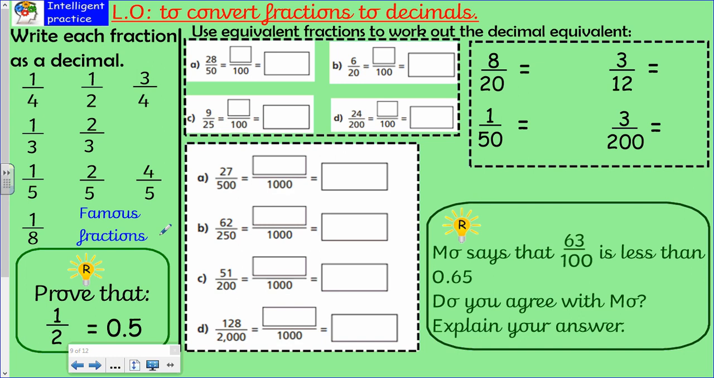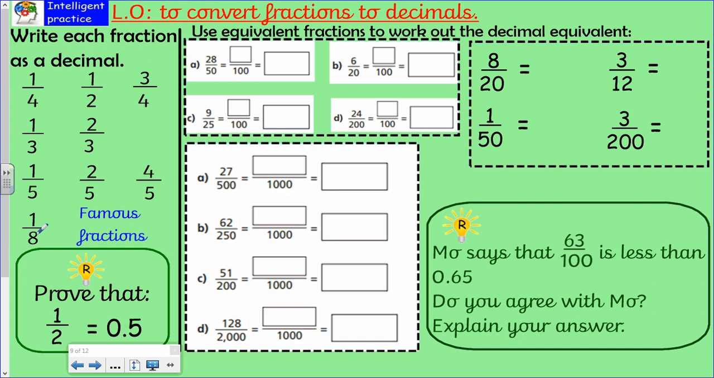If you can't, see if you can make it into an equivalent fraction that will make some sense to you. So if you can't remember what 4/5 is, you might be able to convert it to have a tenth as the denominator. You will not be able to do that with these two. You will not be able to do that with this one. You need to look back at yesterday's work or my video from yesterday if you're not sure about 1/3, 2/3, or 1/8 as a decimal.